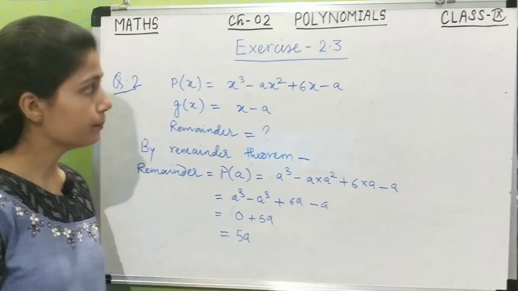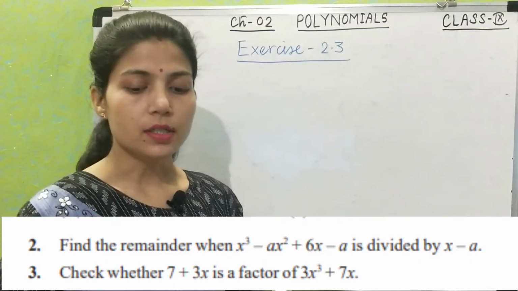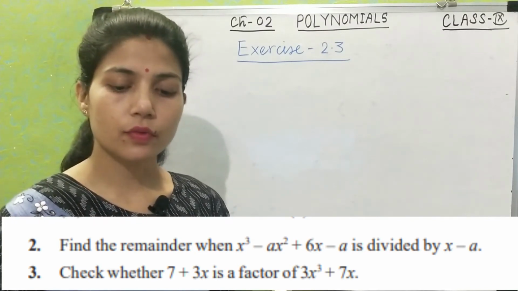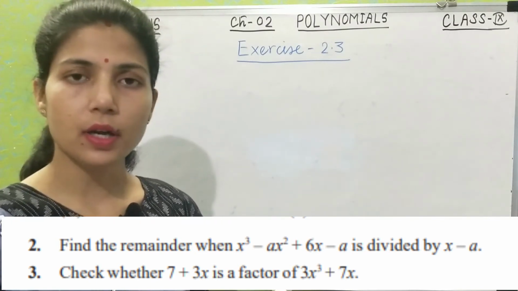By the remainder theorem you can do this question, or directly by the long division method you can find its remainder. Question number 3 is, check whether 7 plus 3x is a factor of 3x cube plus 7x.